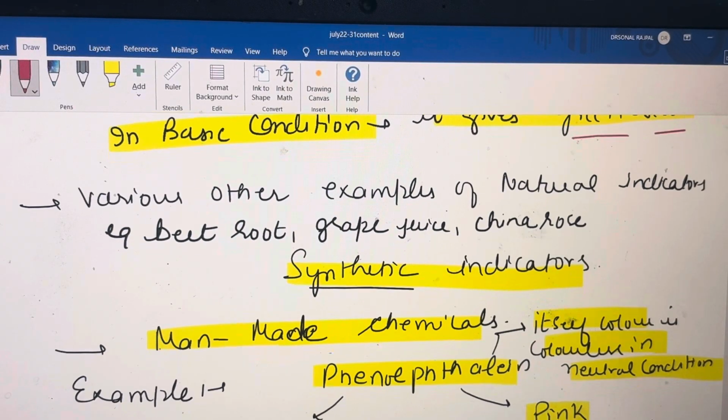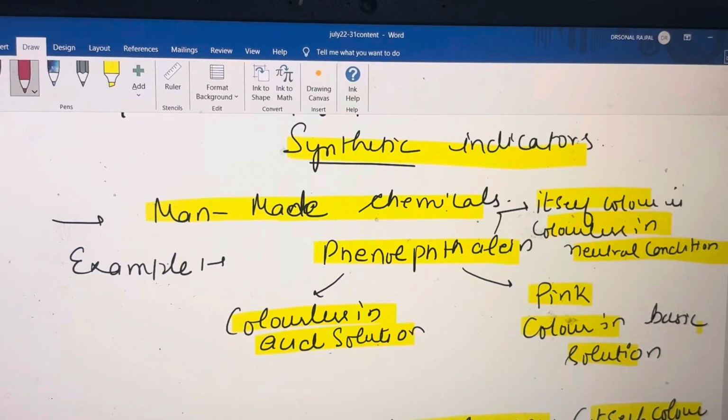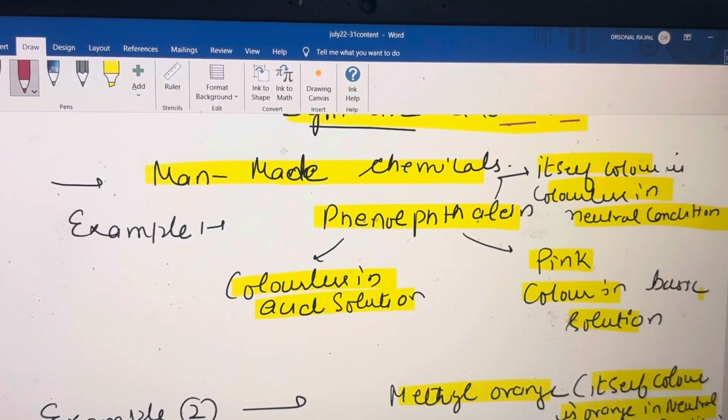Now I'm going to talk about synthetic indicators. Students, synthetic indicators are man-made indicators. They are produced in the laboratories, they are chemicals, and I'm going to explain two examples here. One is phenolphthalein. Phenolphthalein itself is colorless, meaning it has no color in neutral condition, it is just like transparent.